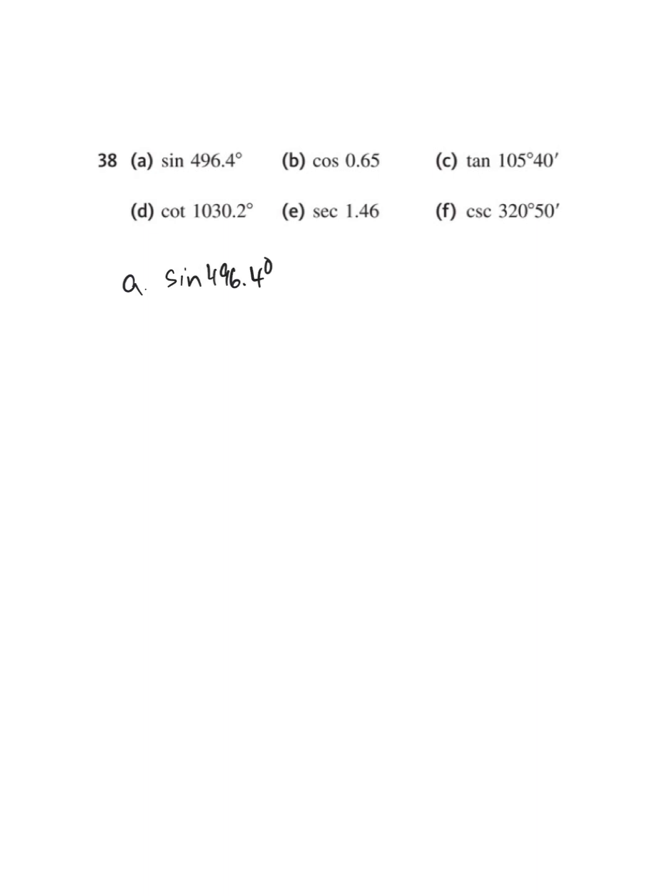Okay, number 38. Now we're going to do just the sine of 496.4 degrees. So make sure you're in degree mode. The sine of 496.4 is going to give you 0.6896. So on B, we have the cosine of 0.65. That's in radian mode. So we need to put it in radian mode and do the cosine of 0.65. That's 0.7961.